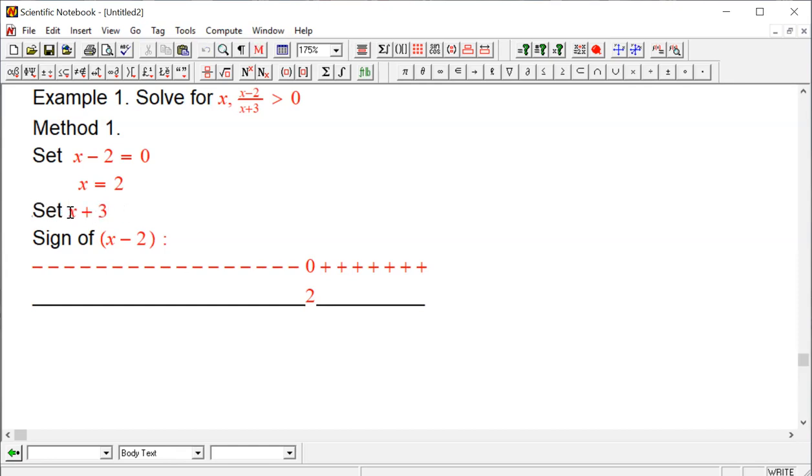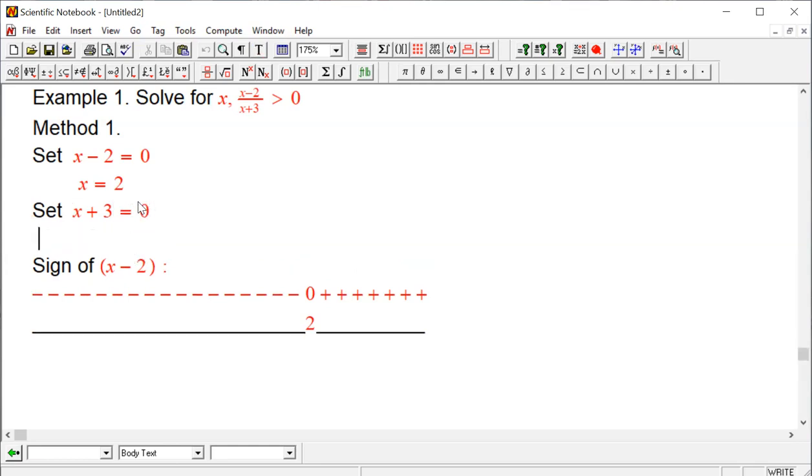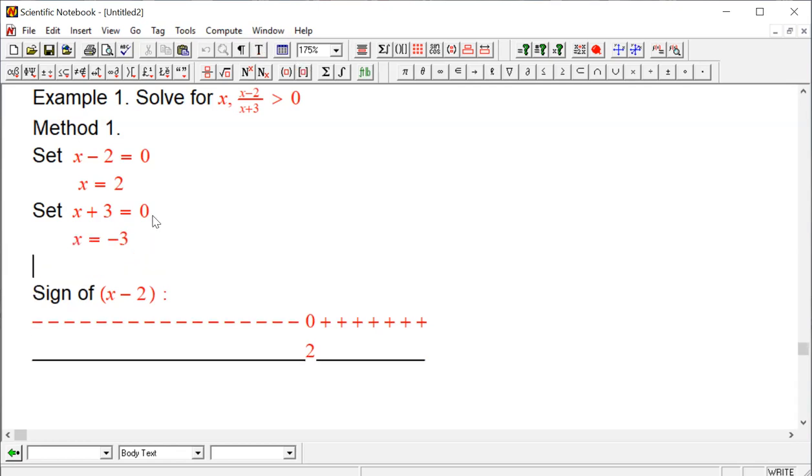Okay, you don't have to set it obviously, but you can see it, right? If you know it in your mind, that's fine too. So x equals negative 3. So this tells us that x plus 3 changes sign at where? At x equals negative 3, right?